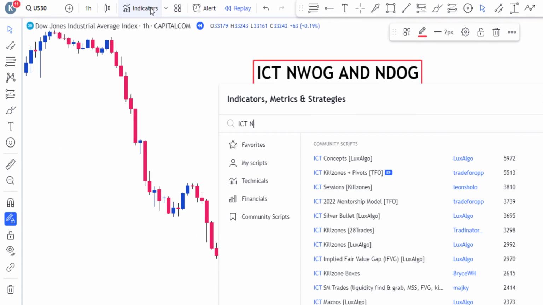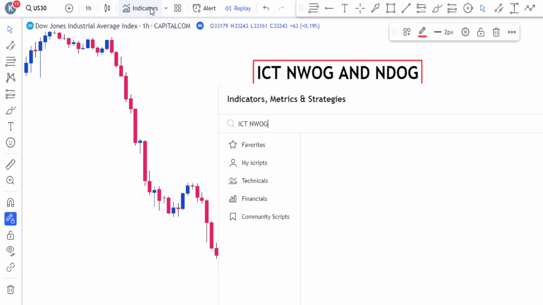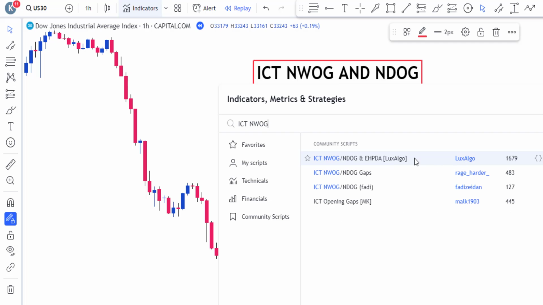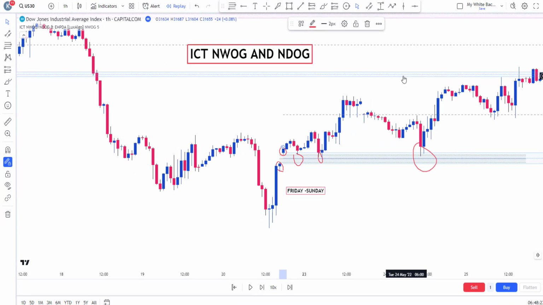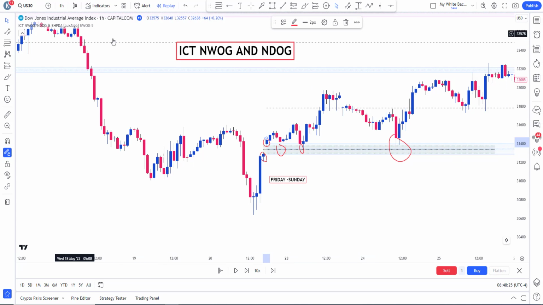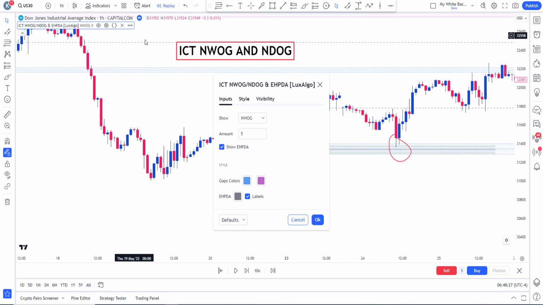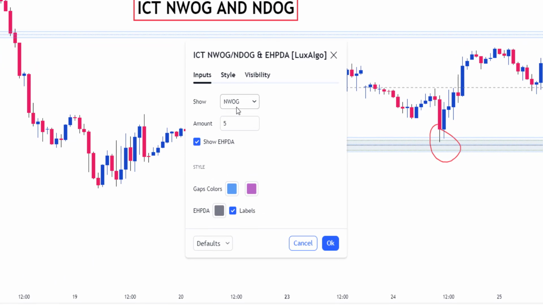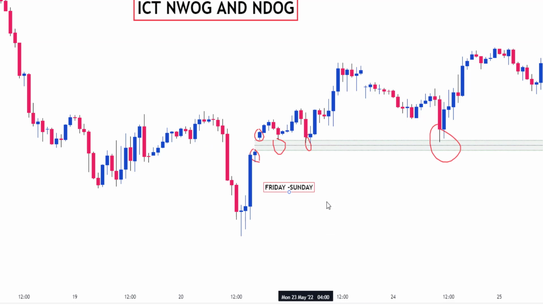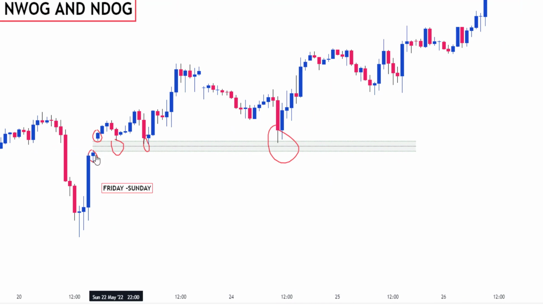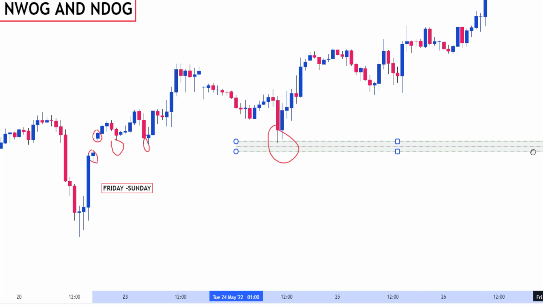ICT NWOG by Lux Algo, this one. You're going to see it. This particular indicator will help you to spot them. You can select show NWOG or NDOG. So I'm showing NWOG right now. I want to see just one per week. So this is it. You can actually see NWOG here. Price used that level as a support level.